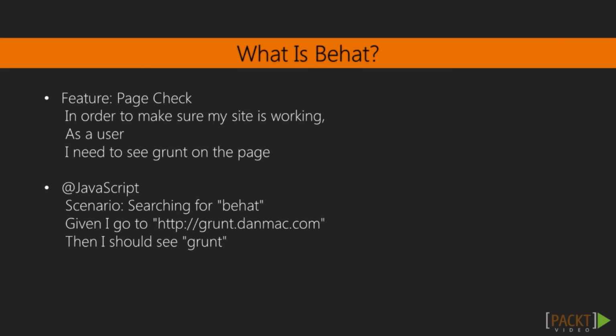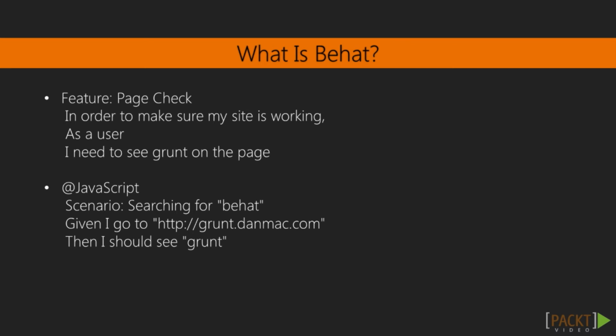Then we have an @JavaScript flag. This tells it to run in a browser. The actual tests are written like this. Scenario name, then a series of given, when, and then statements. Take this simple example. Scenario, searching for Behat. Given I go to grunt.danmac.com, then I should see grunt.